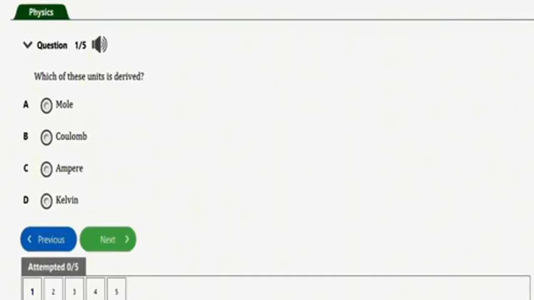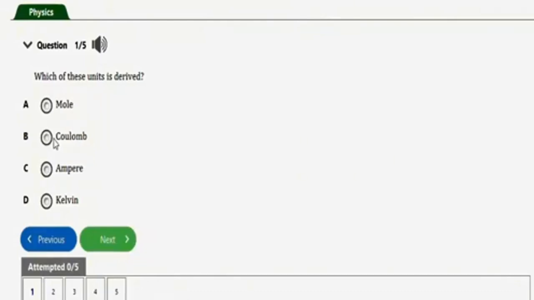So the first one I have here says, which of these units is derived? Option A we have mole, option B we have coulomb, option C we have ampere, option D we have Kelvin. So guys, the correct option to this question is option B, coulomb.